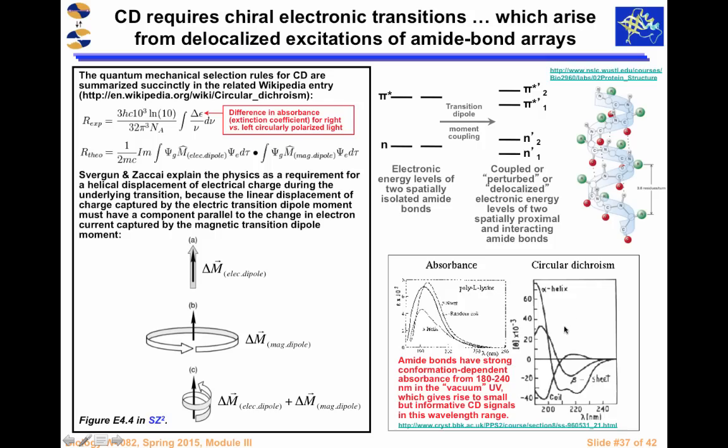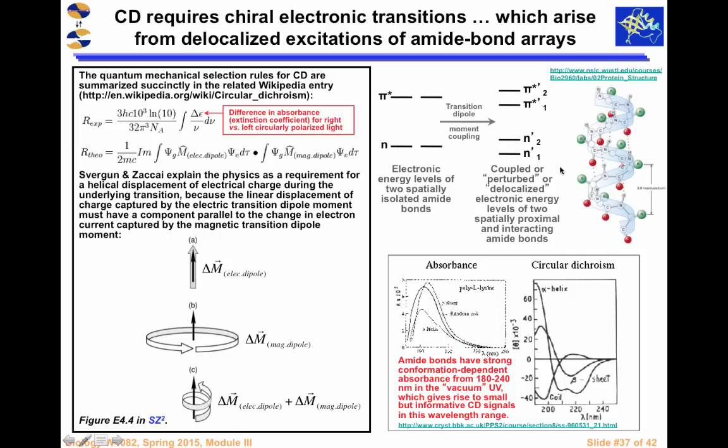The spin characteristics are what give you circular dichroism, differential absorbance of right versus left circularly polarized light. This is based on something called the magnetic transition dipole moment. I won't go into it in detail, but you can imagine from the name that it works in a similar way to the electronic transition dipole moment, but it's chiral.